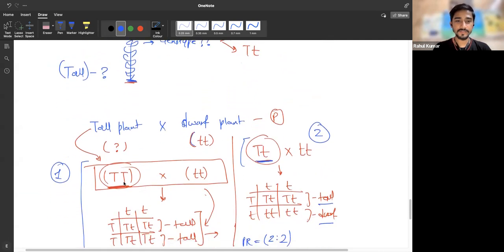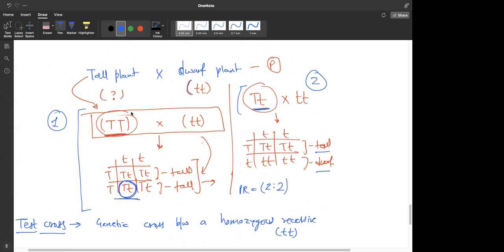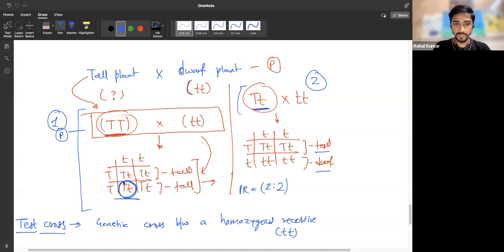If in this cross, I got this capital T small t, so this is the progeny, right? Look here, this is the progeny, everyone. If this is the parent generation, this is the progeny F1, right? If I cross this with the same, it is called self cross. If I cross this with any of the parents, either this or this, it is a back cross. Is it clear?